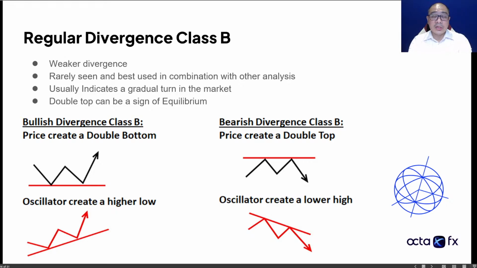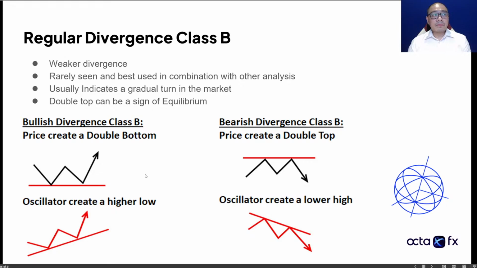Basically, one of the few reasons is that we might be looking at a double top or a double bottom. When we talk about double top and double bottom, we are looking at equilibrium in the market. We're looking at a significant support that's being tested or significant resistance that's being tested. So there's a lot more doubt that comes into play here. But again, we're still looking at price differences here.